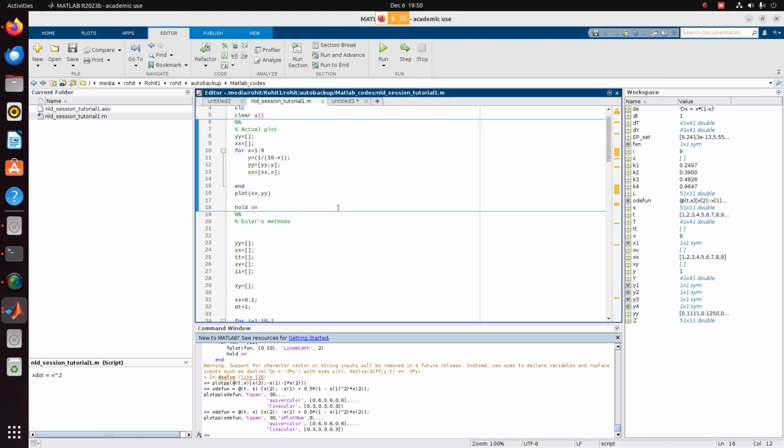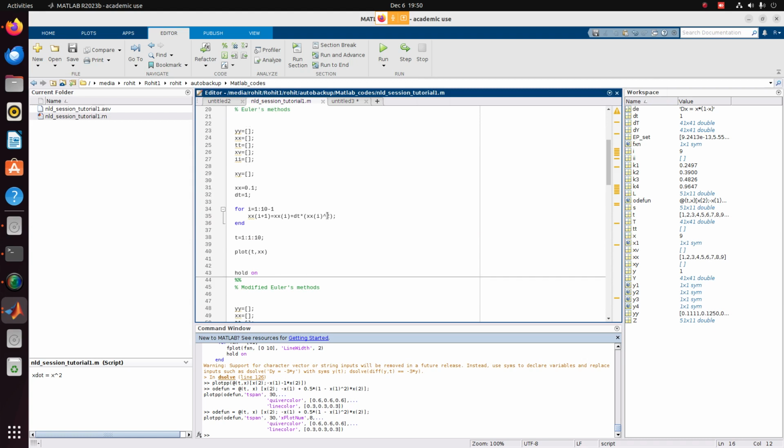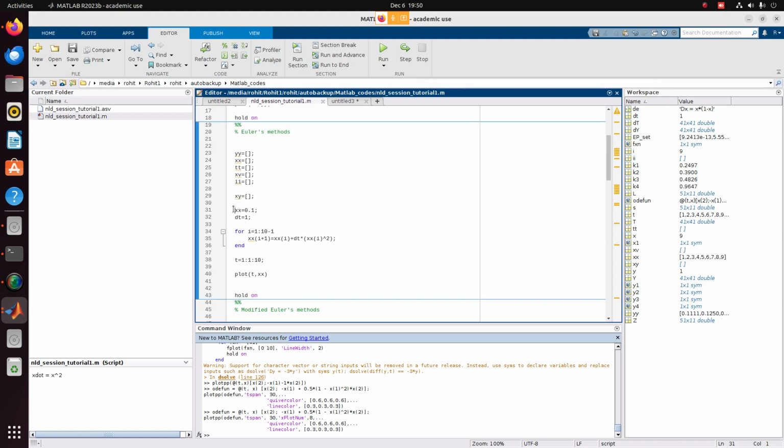Now if we try to use Euler's method to plot this graph, initially you need to give an initial condition and you need to give a small delta t for which you are considering Euler's method. Then you are changing the x values from 1 to 9, and you know that x n plus 1 is nothing but xn, that is x of i, plus dt times the x square. Since your function here is x square, we are taking x of i the whole square, and we are plotting it for a time from 1 to 9.